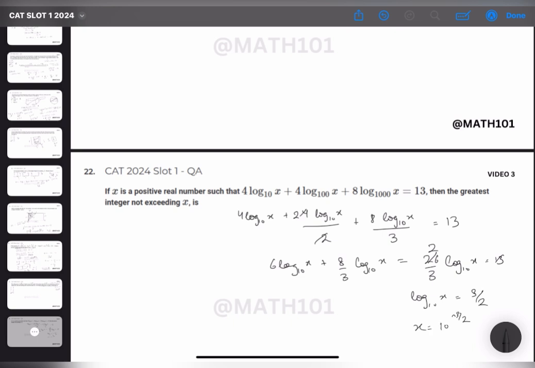Then the largest integer not exceeding, which is equal to root 1000. So answer is 31, because 961 is the largest perfect square less than 1000. So answer is 31.